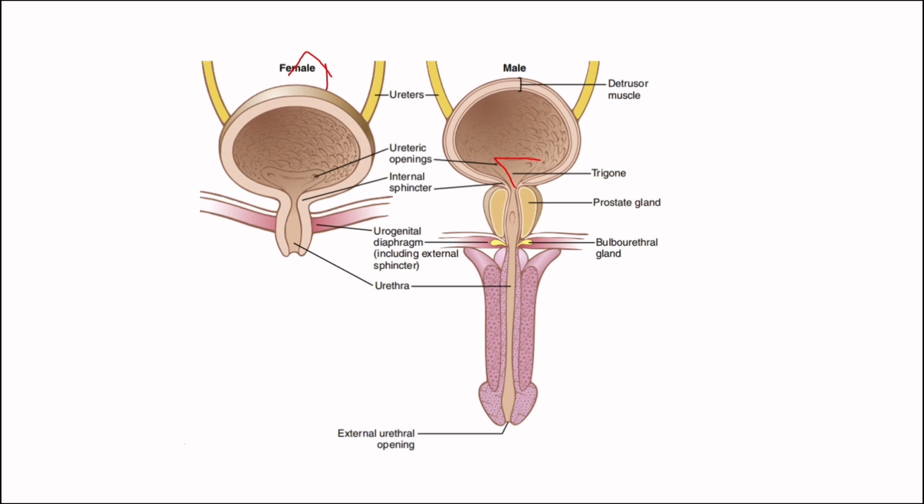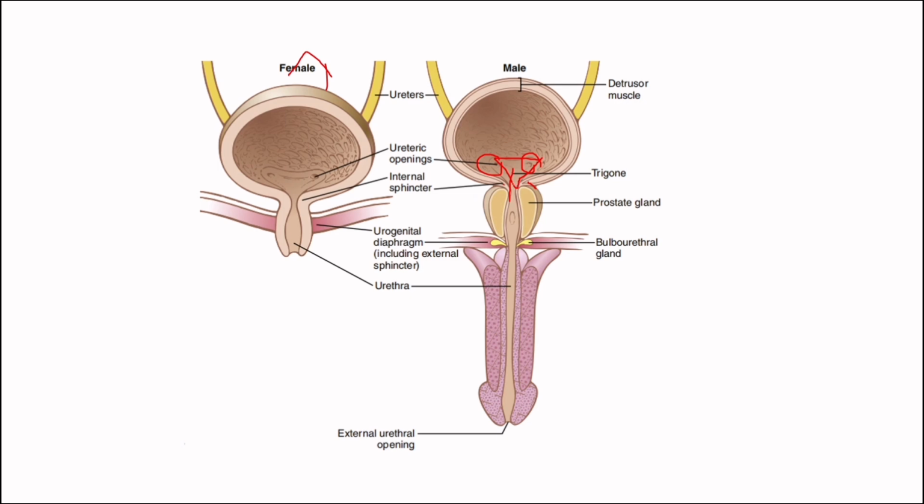Here is the detrusor muscle which we're talking about. Then here the trigone of the bladder, which is the smooth surface of the bladder. Then these are the ureteric openings where the ureters enter. Then this is the neck of the bladder. The detrusor muscle enfolds on itself to form an internal sphincter, which is involuntary.